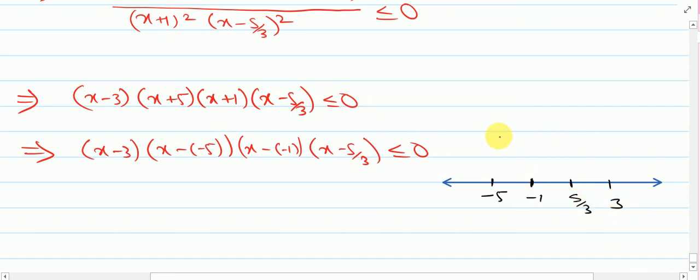And one more thing, here we know that x belongs to real numbers and x is not equal to minus 1 and x is not equal to 5 by 3. So whenever we are drawing this, what we'll do is we will put like this. That means this minus 1 and 5 by 3 are not included. Clear?